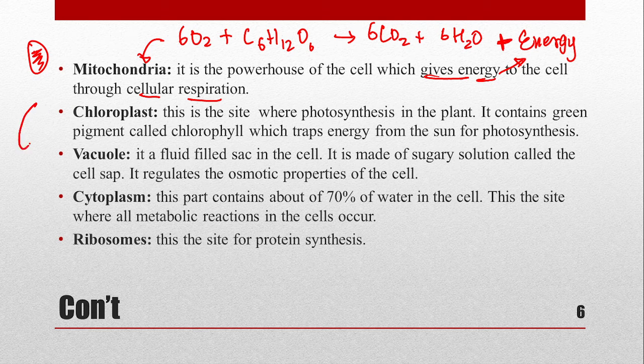Then we have our chloroplasts, which look like this. This is the site where photosynthesis happens in the plant.